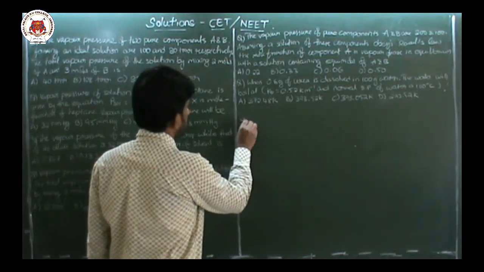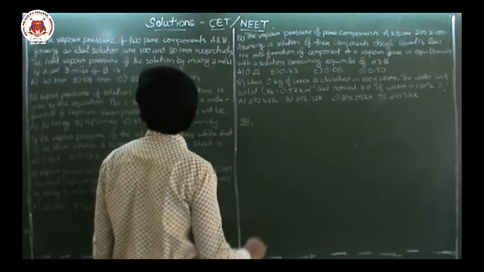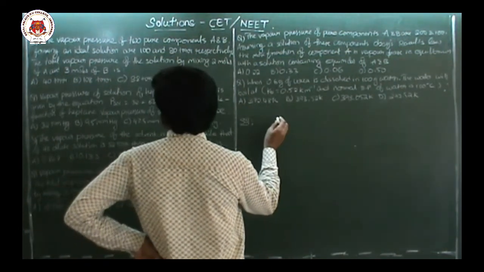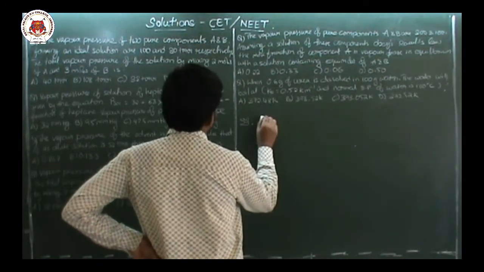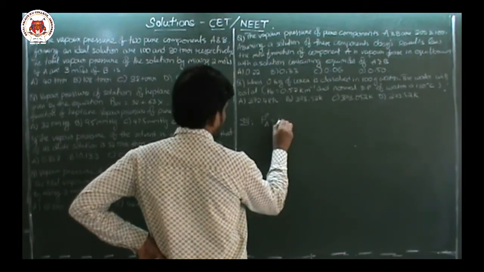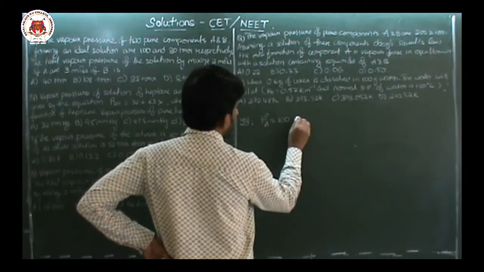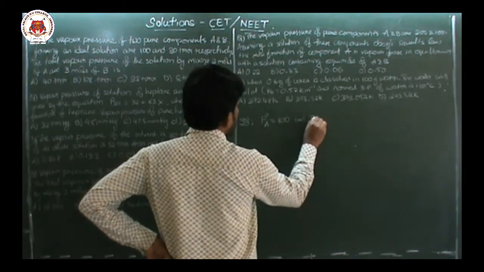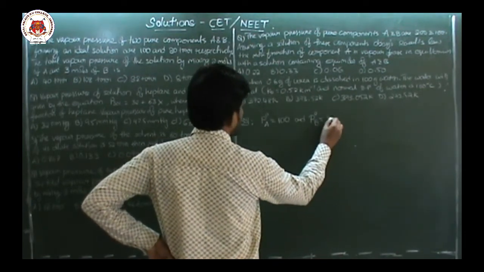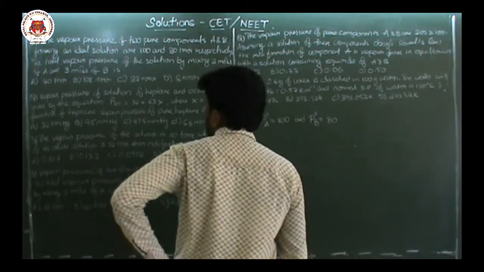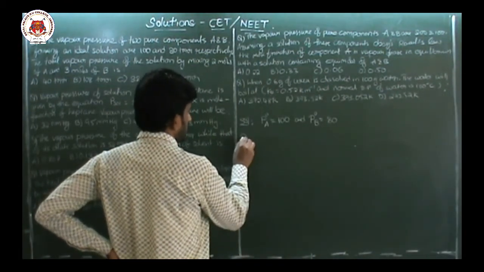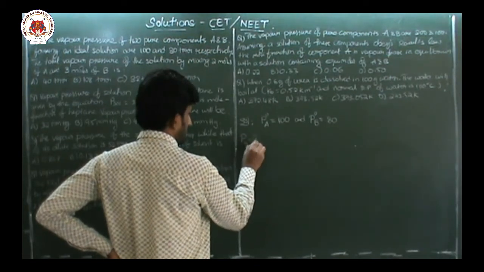Let's see what is given to us in the first case. Two components are there, component A and component B. Component A pure vapor pressure P0A is 100 and component B pure vapor pressure is 80 torrs respectively. They want the total pressure. What is P total, or pressure of the solution?